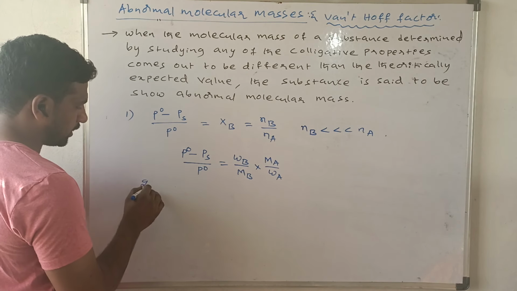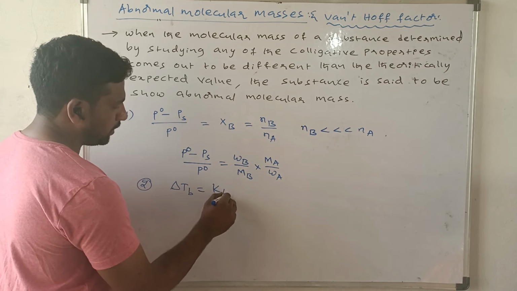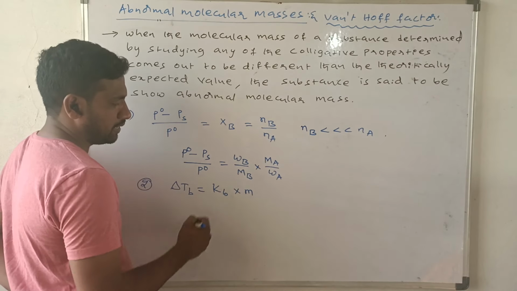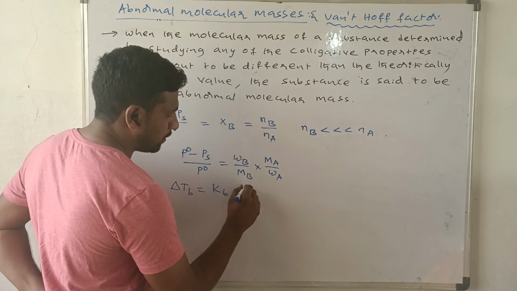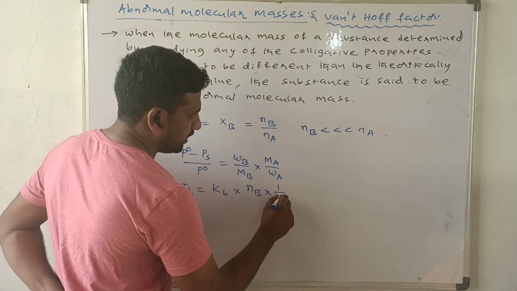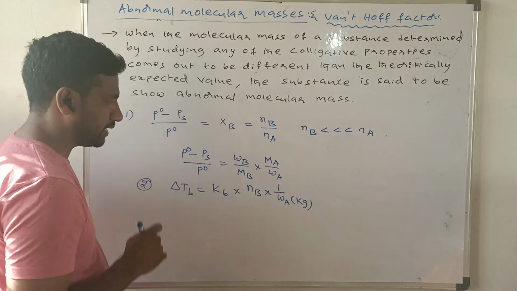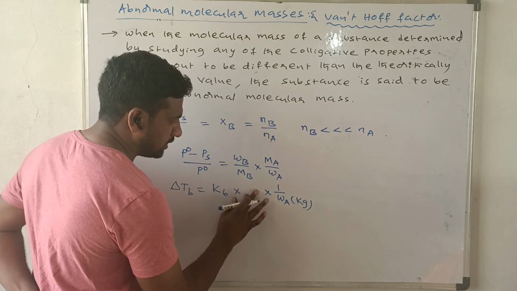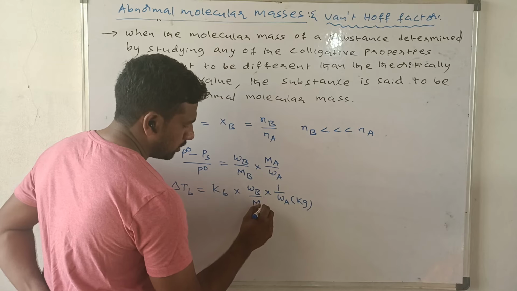Now the second colligative property: Delta Tb equals Kb into molality. Molality means the number of moles of the solute into 1 by the weight of the solvent in kgs, which you need to take in kgs. The number of moles of the solute is again converted into weight of the solute by molecular mass of the solute.